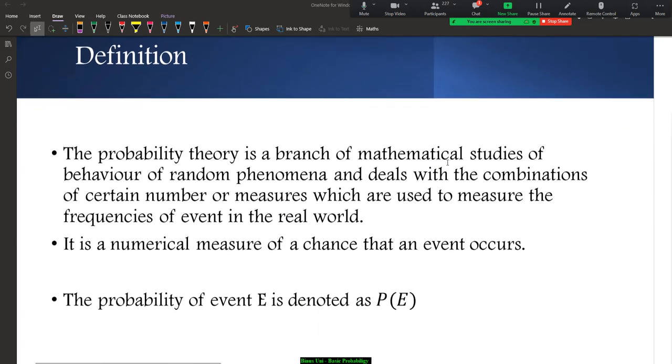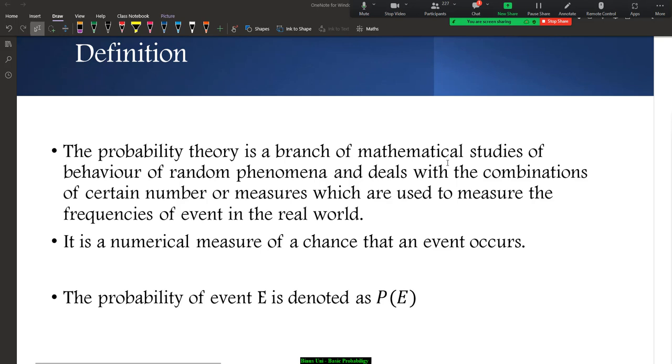Let's look at the proper definition of probability. Probability theory is a branch of mathematics that studies the behavior of random phenomena and deals with a combination of measures which are used to measure the frequencies of events in the real world. It is a numerical measure of the chance that an event will occur. Let's say we have an event that we denote as E. The probability symbol is P(E), the probability of E. In some books, you will notice they show the probability symbol as P with brackets around E, meaning the probability of event E.